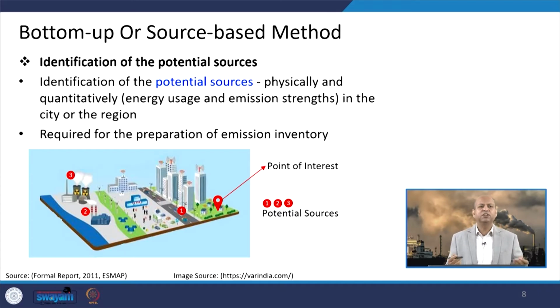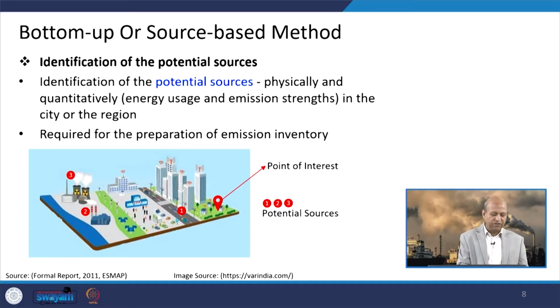So, when we go step by step, when we go for identification of the potential sources, basically we have to look into physical quantification of those different kinds of energy use in industries or domestic sectors, and then their emission strengths source-wise as well as pollutant-wise in the city or particular region of our interest. Then we need to prepare the emission inventory, because without an emission inventory we will not be able to use the dispersion models, which give us the concentrations of different pollutants.